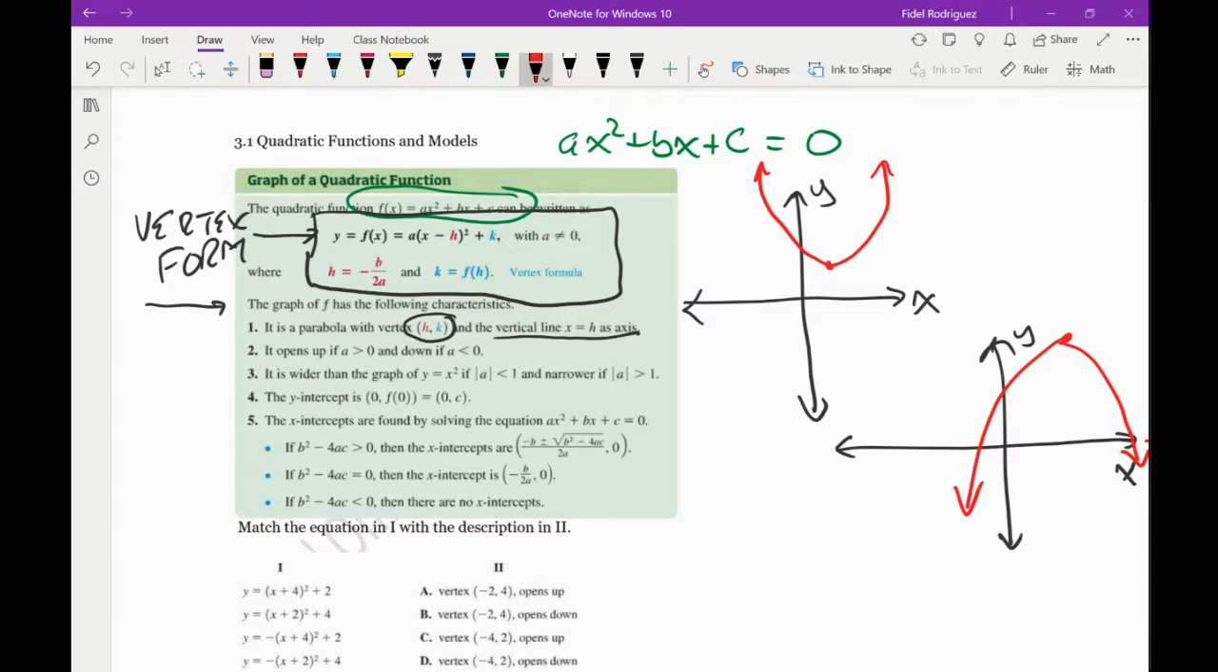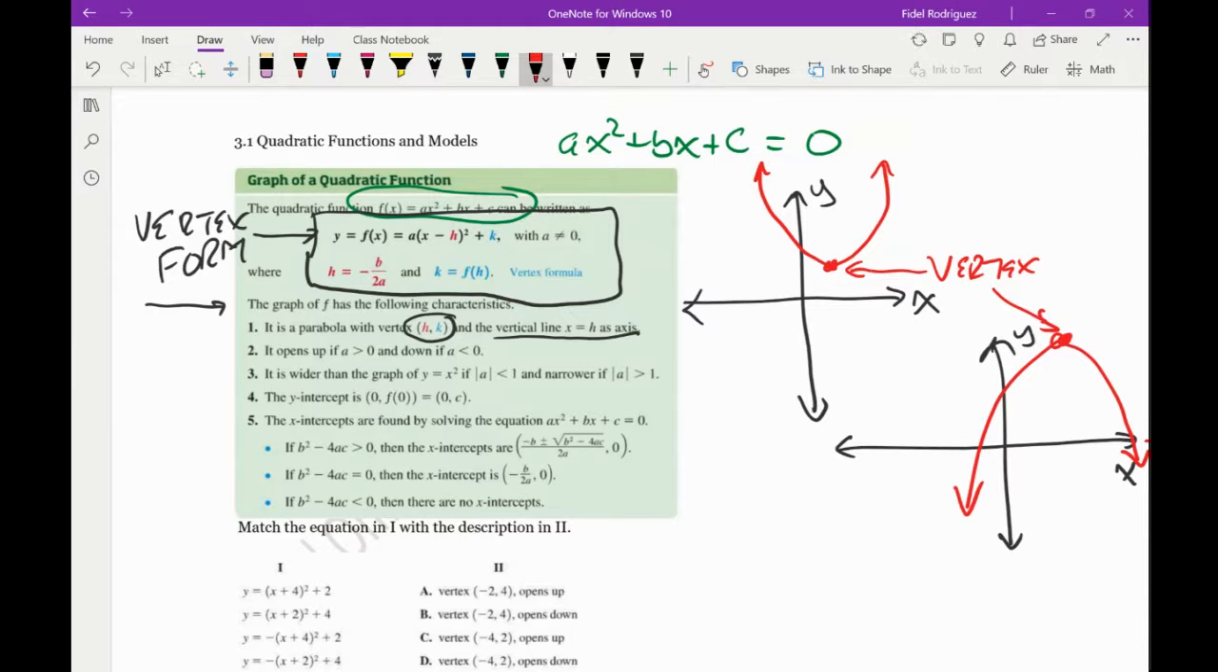These graphs always look like a U. They're going to be that shape. The graphs are either going to open up, like the first one I drew, or down, like the second one. And these points right here, either that bottom point or this top point, that's what we call the vertex. That point right there and that point right there.